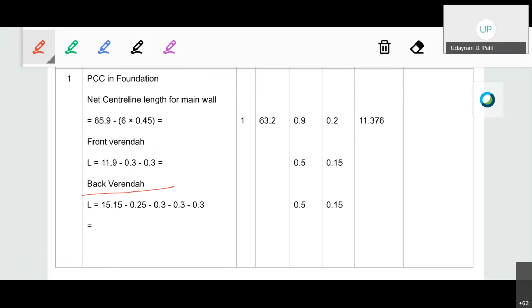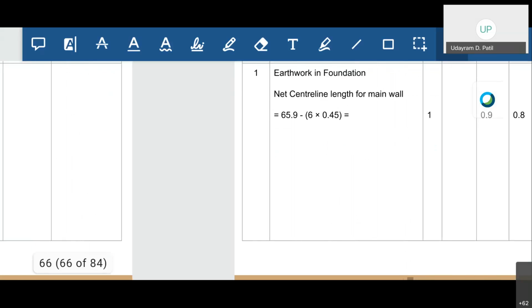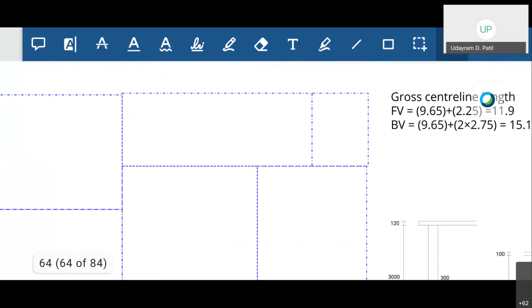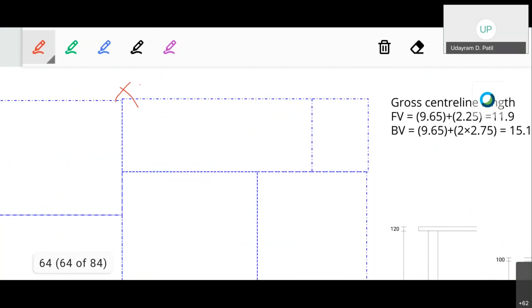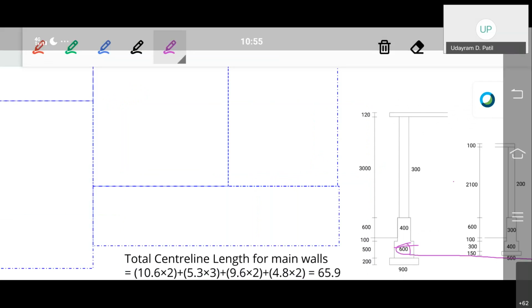Now for the back veranda again, there are three junctions where main walls and the secondary walls are joining together. Okay, this one and this one. For all of these walls we are going to deduct half of this particular 600 mm, or the particular item of the work which coincides with the PCC of the secondary wall.